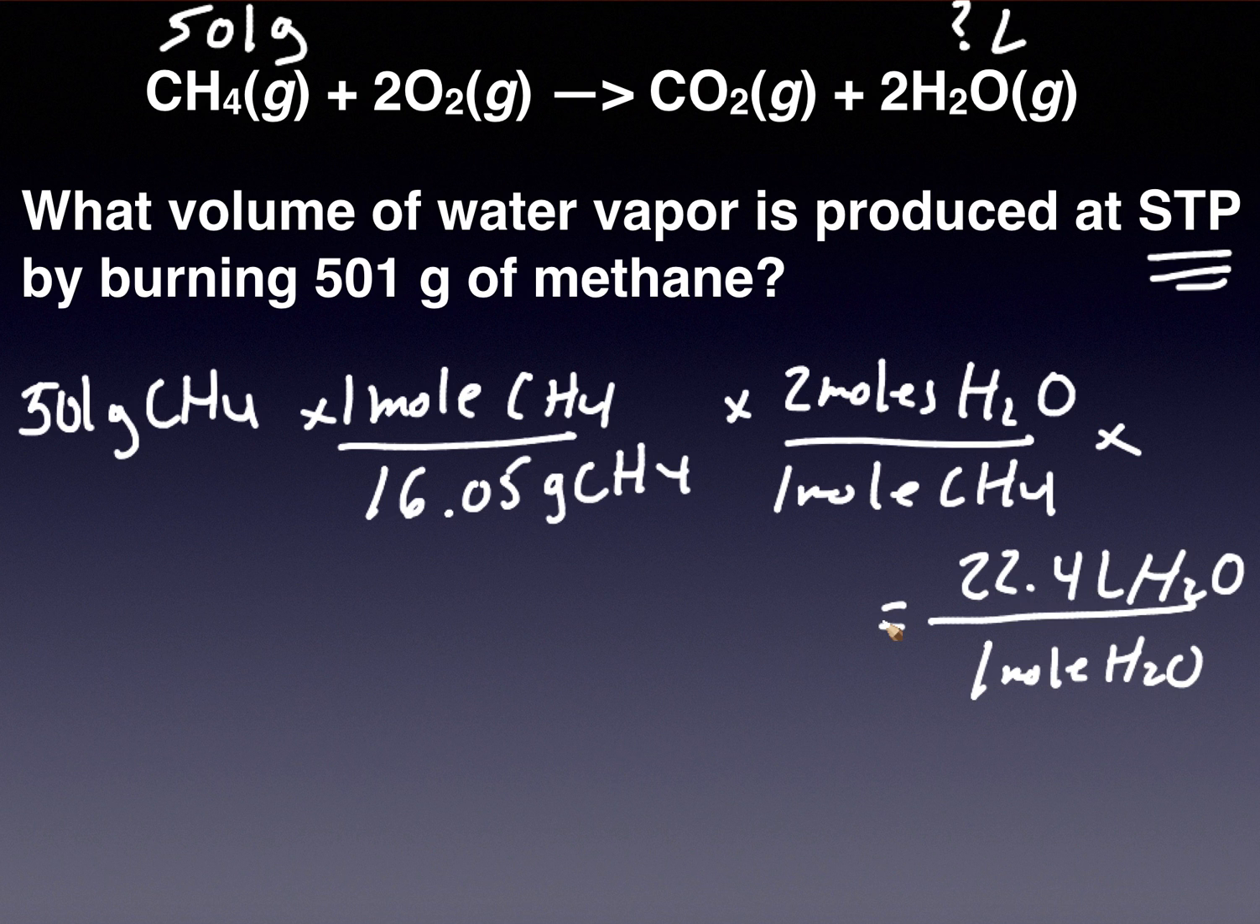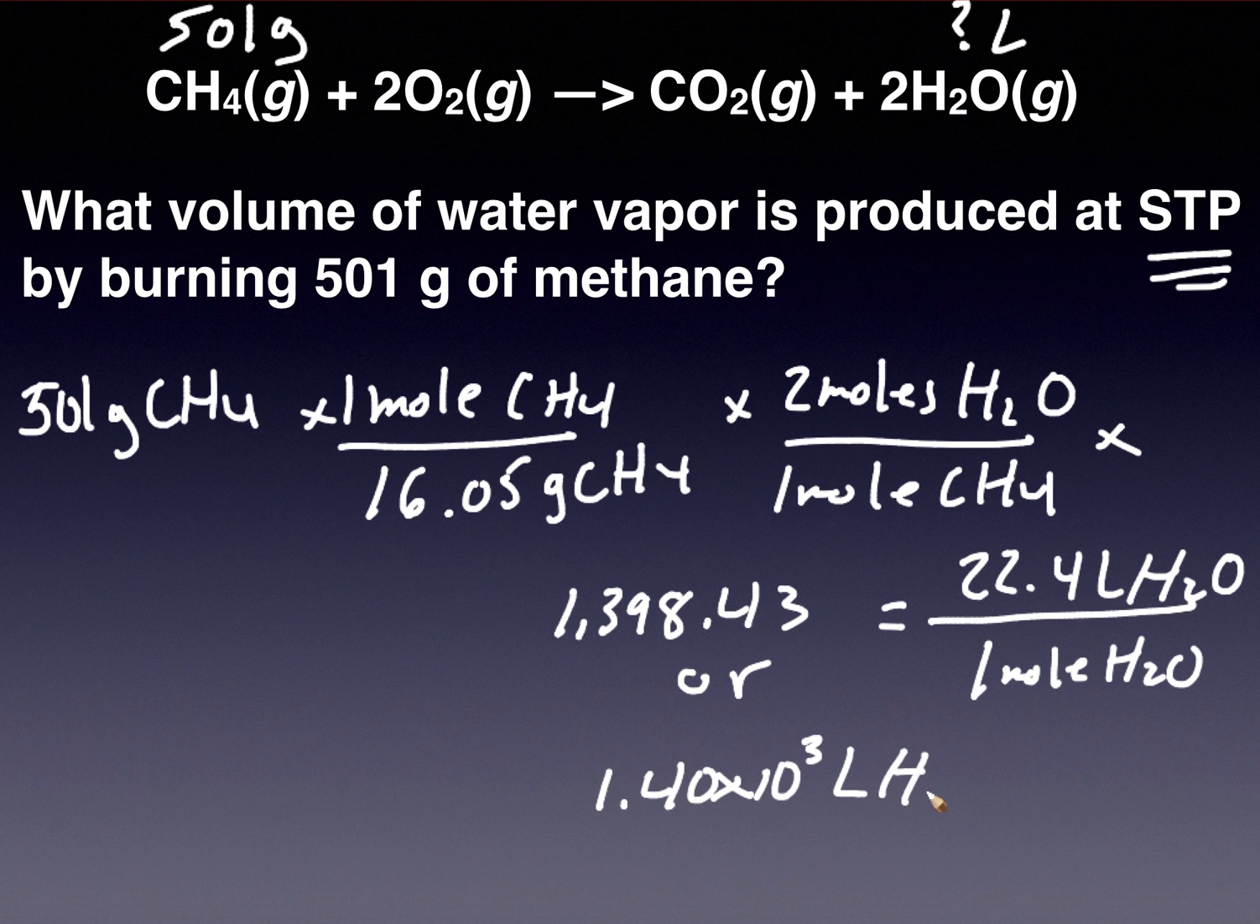So 501 divided by 16.05, it equals, times 2, it equals, and then times 22.4, and we get 1,398.43, or we can round that to 1.40 times 10 to the 3rd liters H2O.